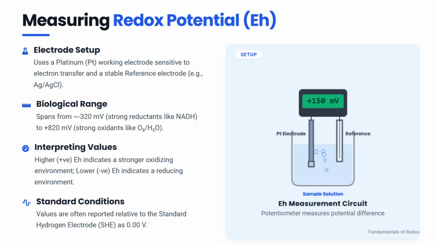A higher positive EH indicates an oxidizing environment, while a lower negative EH indicates a reducing environment. These values are typically reported relative to the standard hydrogen electrode. In a typical setup, a Pt electrode and a reference electrode are placed in the sample solution. A potentiometer measures the potential difference between them, giving us the EH value.